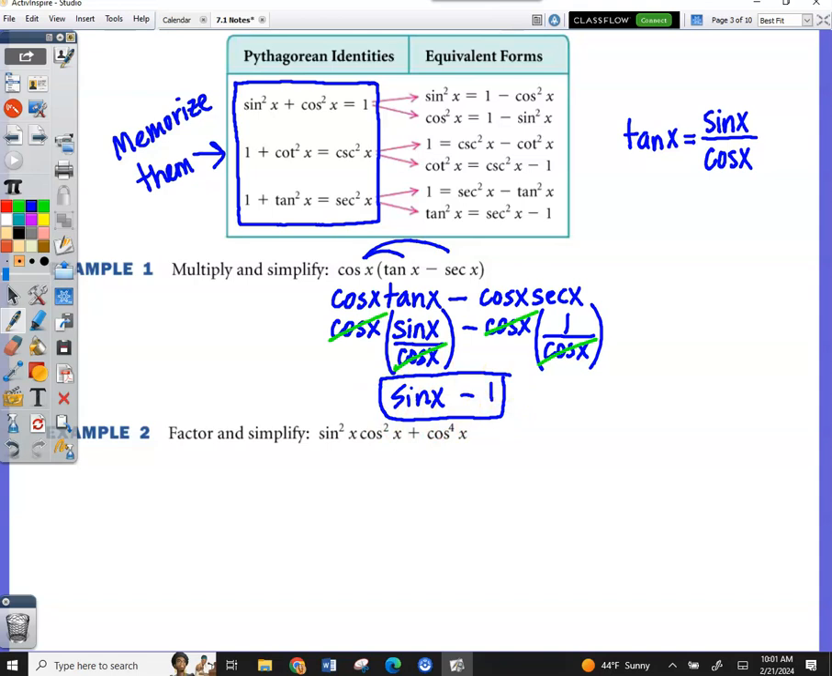Which means if you were to go to your graphing calculator, which I wouldn't encourage because it would be a hot mess, but if you were to graph this, then graph this, they're the same graph. What you've done is taken an expression, you've multiplied, simplified, cleaned it up, you have the exact same expression, but it looks totally different.